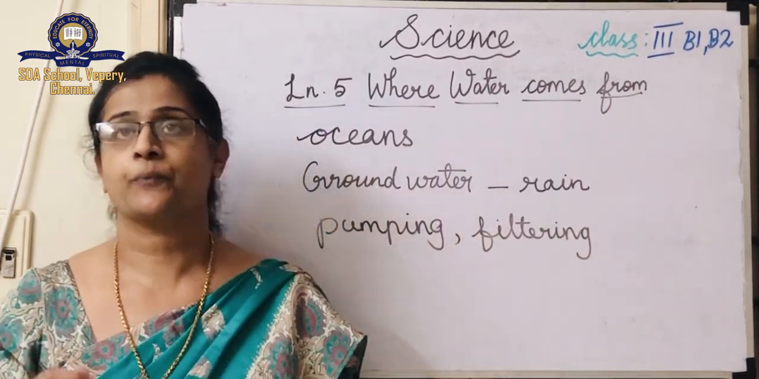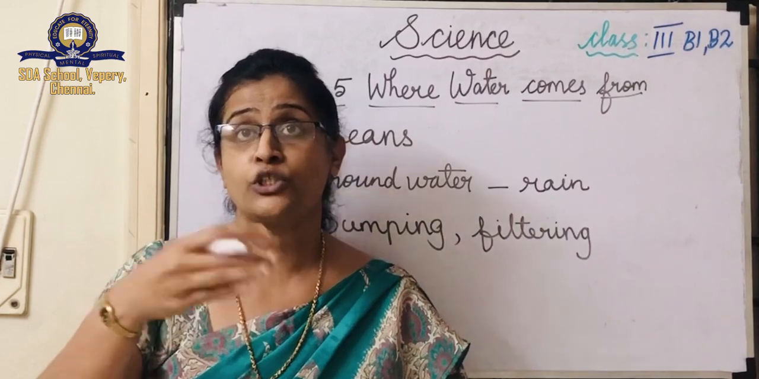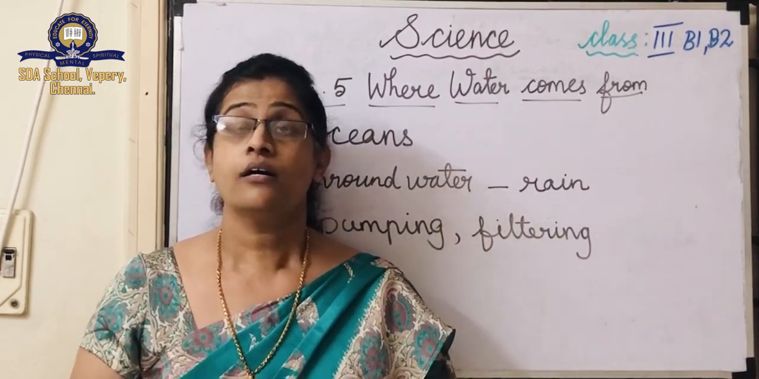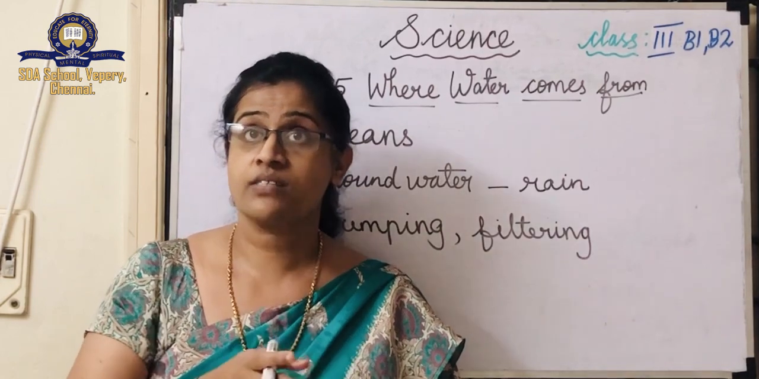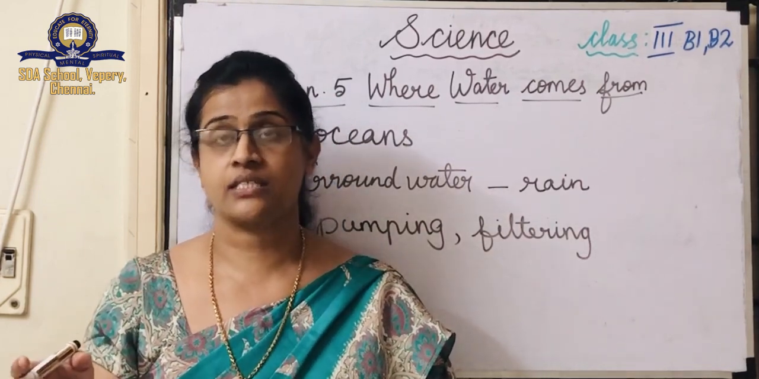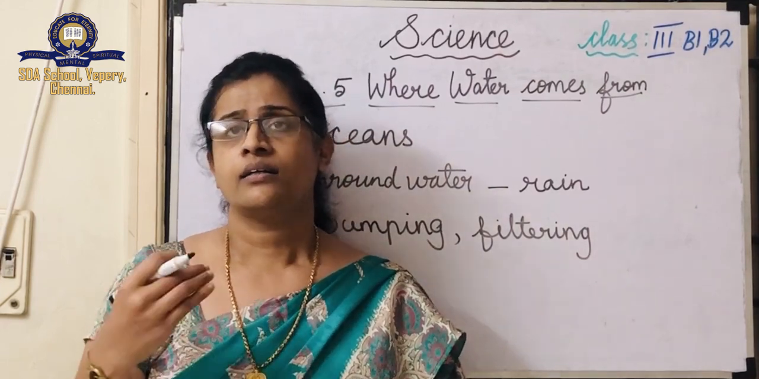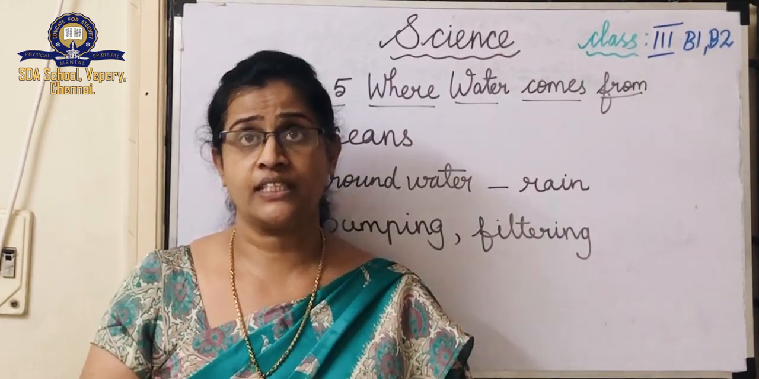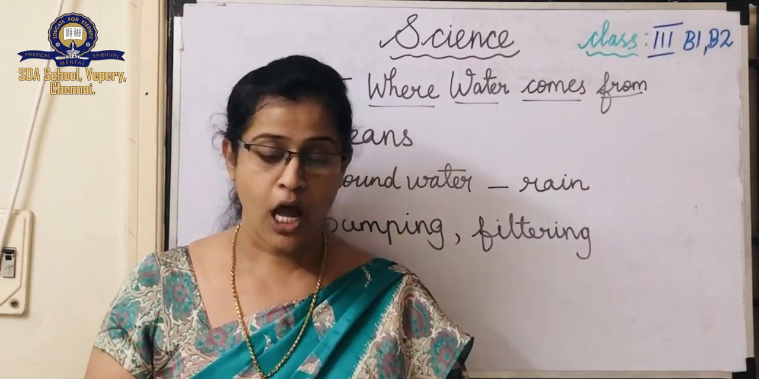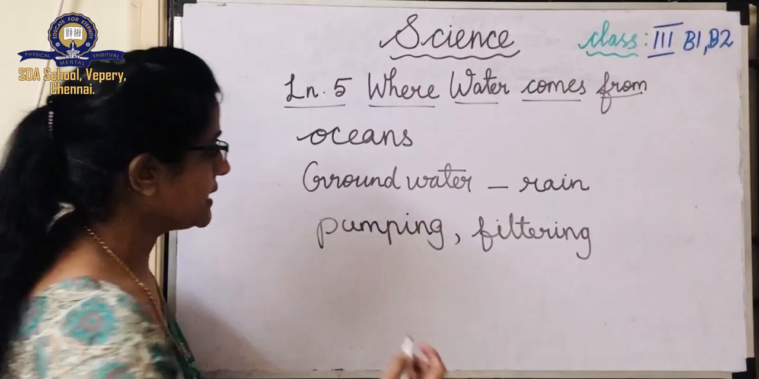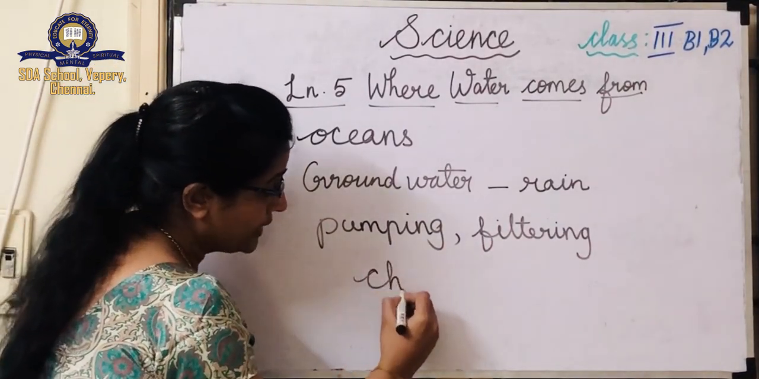For example, when we pour tea through the strainer, we filter out tea leaves from the tea, isn't it? That is called filtering. After the water is filtered, a gas called chlorine is mixed. What is the gas mixed? The gas chlorine is mixed.